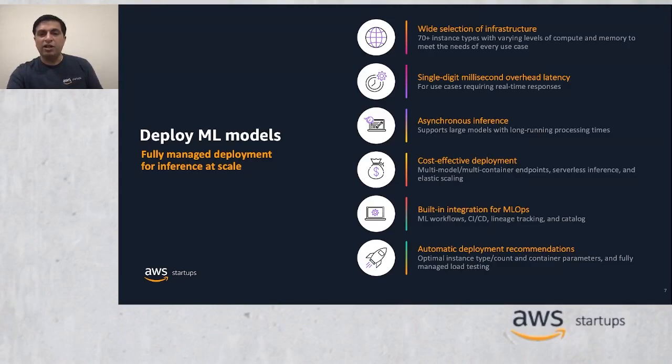SageMaker Inference Recommender is a service which is optionally available to you to automatically select the optimal compute instances and configurations to deploy your machine learning models. SageMaker Inference Recommender reduces the time to deploy from weeks to hours by automatically recommending the ideal compute instance configurations and model optimization.